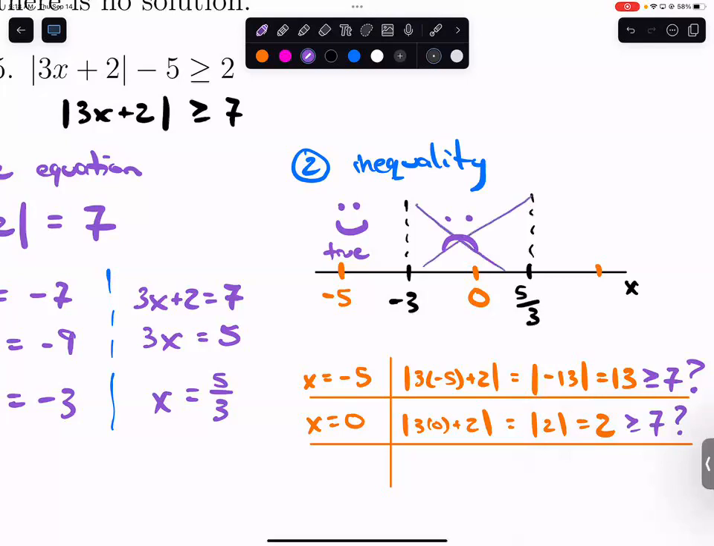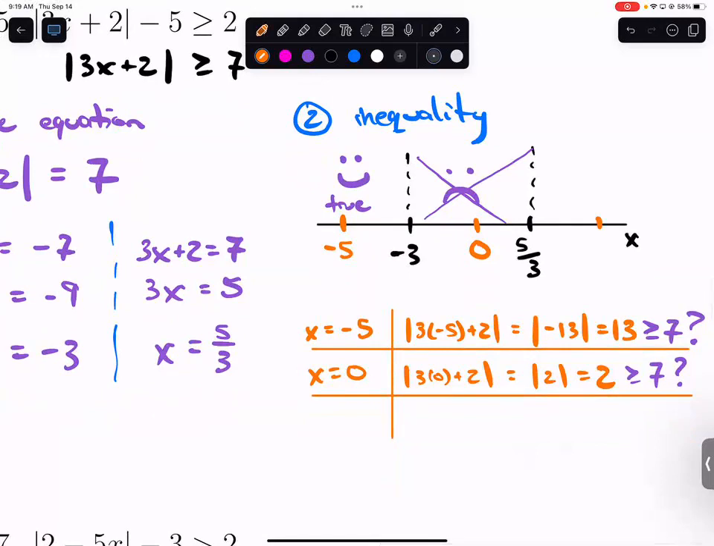That piece is out then. It doesn't work there. All right, the inequality is false. And then something bigger than 5/3. About how big is 5/3? Around 2? Yeah. If you're not sure, you have a calculator and you can check.